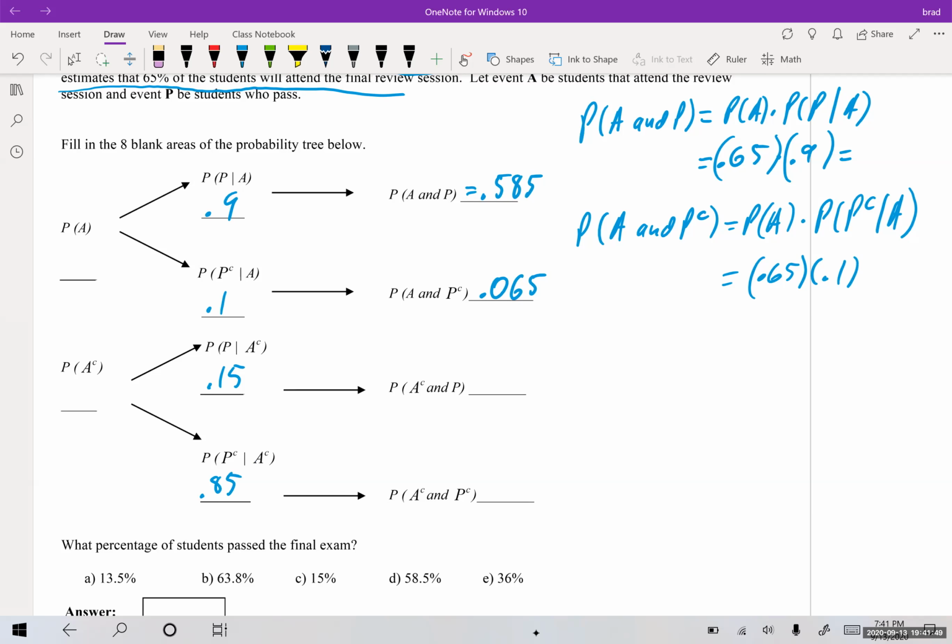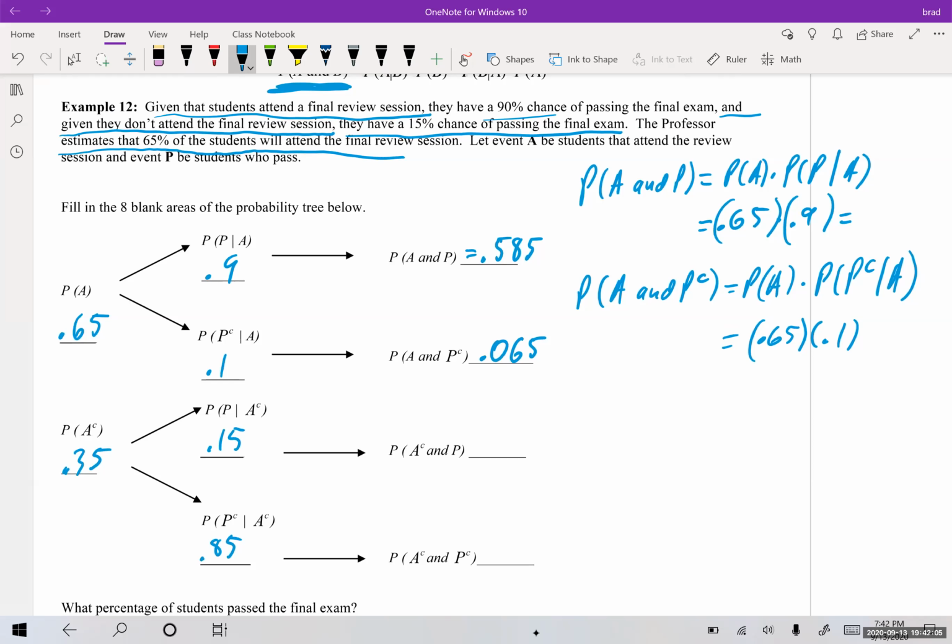So this is 0.65. This is 0.35. I forgot to put those, right? The probability of attending is 0.65 and the probability of not attending is 0.35. Once again, I just got that from up here. He says 65% attend. That means 35% won't.